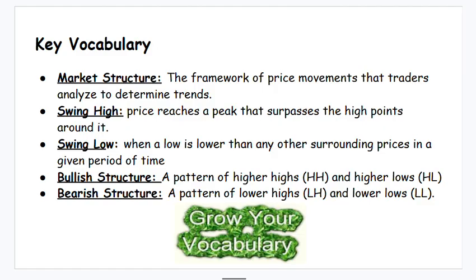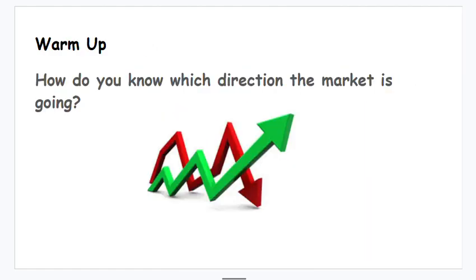Bullish structure, a pattern of higher highs and higher lows. Bearish structure, a pattern of lower highs and lower lows. So let's begin with this warm-up activity. How do you know which direction the market is going? Take a moment and write your response in your notebook.